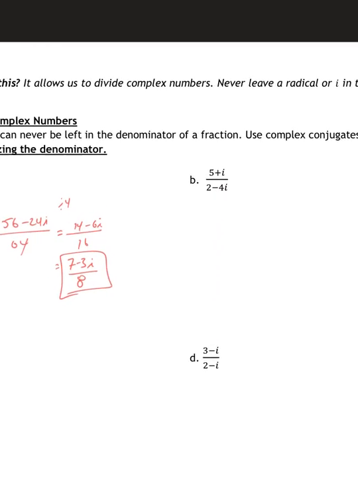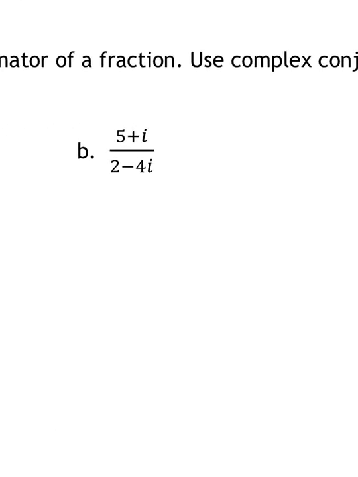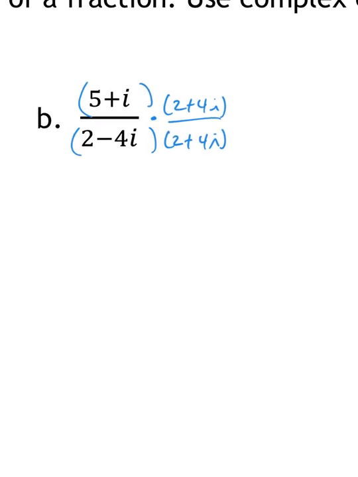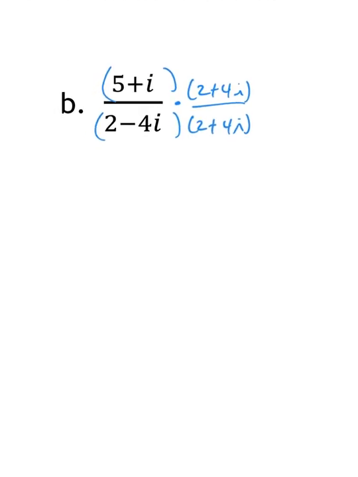All right, let's jump over here to B. It's a little bit trickier. So I got 5 plus i over 2 minus 4i. I'm only looking at the denominator, so I'm going to multiply this by 2 plus 4i. And then what you do to the top, you got to do to the bottom. So the complex conjugate of the denominator. So now I'm going to FOIL the top, FOIL the bottom.